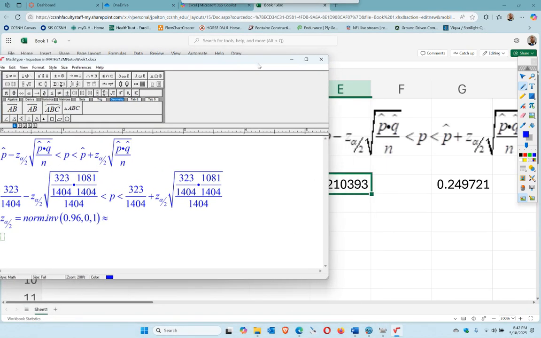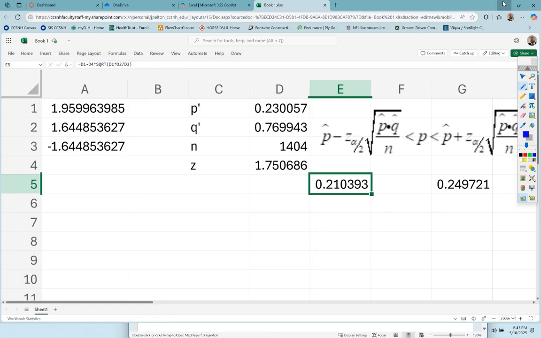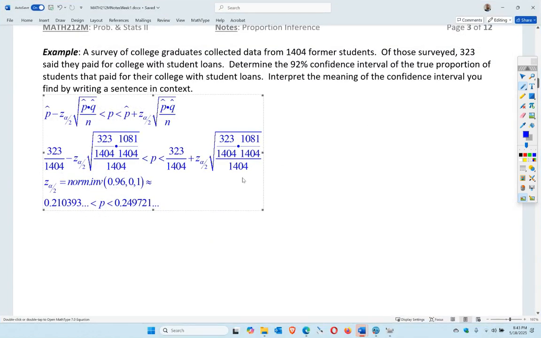So I got, I'm going to scoot this down, 0.210393 dot dot dot is less than P is less than 0.249721 dot dot dot. Okay, that seems good. Okay, so our sample was 323 out of 1404, right?